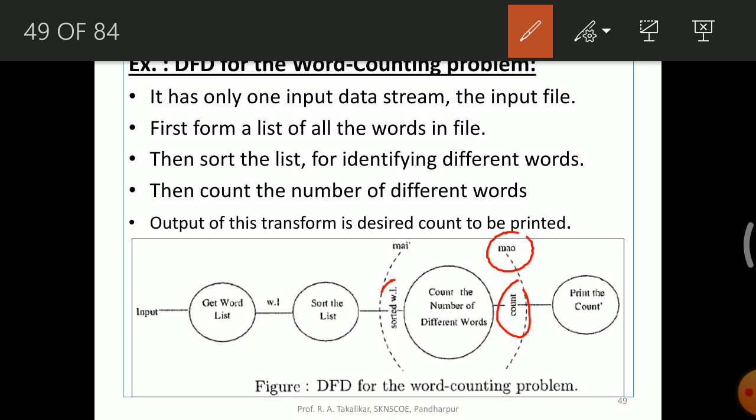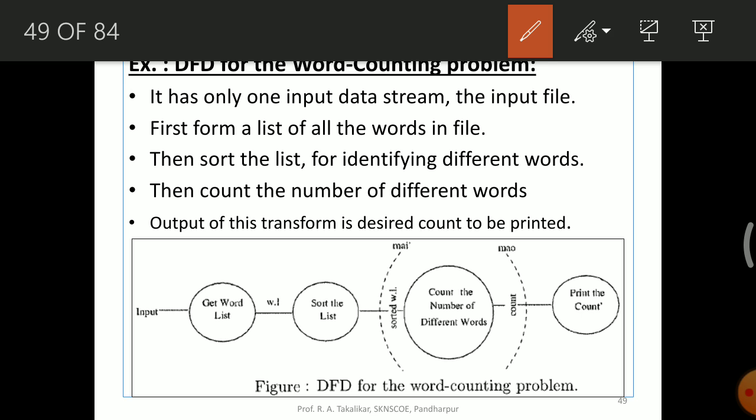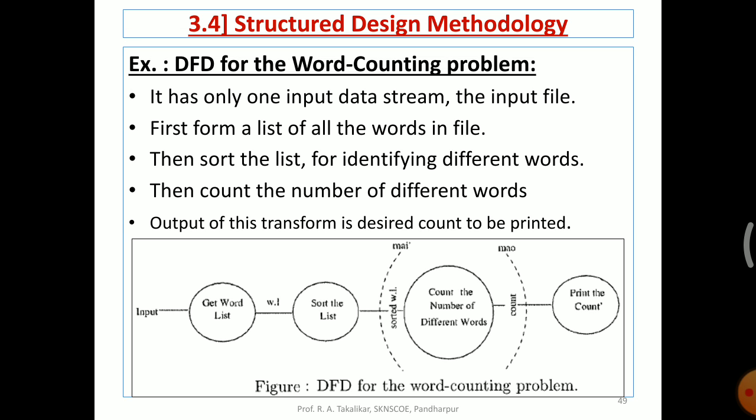Most abstract input is the sorted word list. Most abstract output is the count which we are interested in. Once this count is generated, it can be sent for printing on the screen. So that is a simple example of the word counting problem, and for that we have seen how to draw the DFD.